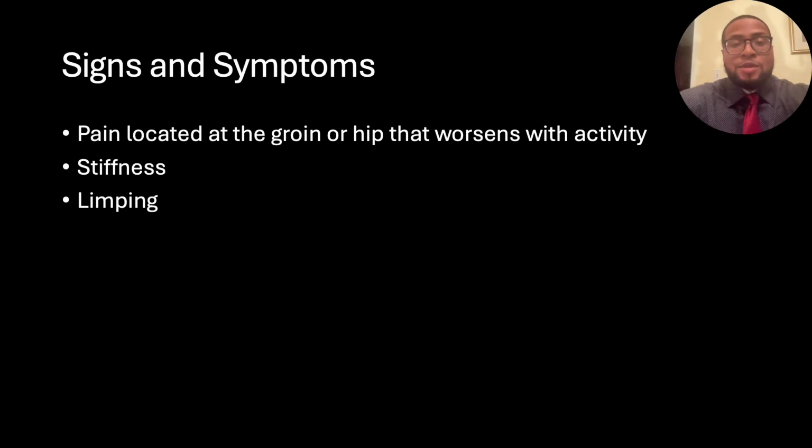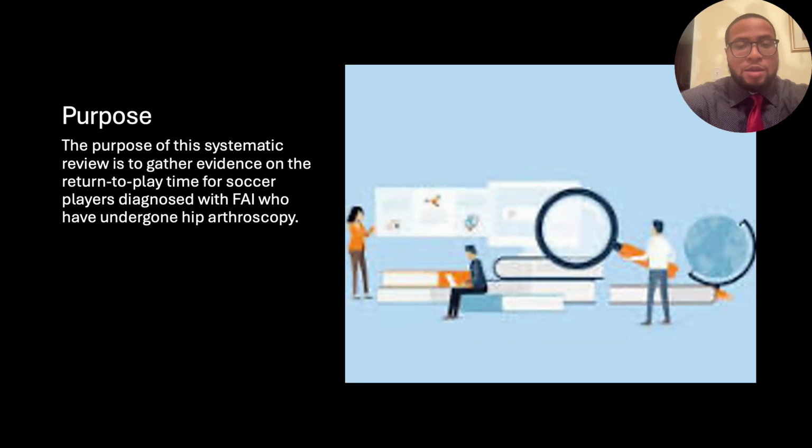Signs and symptoms associated with this pathology are pain located at the groin or hip that worsens with activity, stiffness, and limping once the pain becomes unbearable. Now, the purpose of this study is to gather evidence on the return to play time for soccer players diagnosed with FAI who have undergone hip arthroscopy.